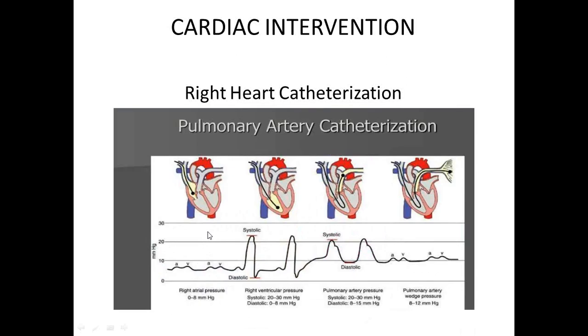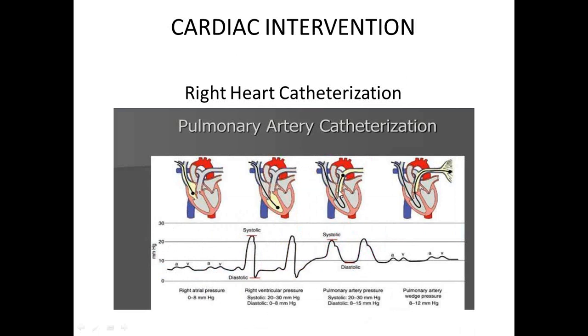And then when you advance the catheter now into the right ventricle, you get a pressure waveform looking like this. You're going to get a systolic component and a diastolic component. So this is what your RV pressure tracing looks like. Usually the systolic is between 20 and 30 millimeters mercury, and the diastolic is about 0 to 8 millimeters mercury. It looks similar to your left ventricular pressure tracing, but the pressures are much less. You have a systolic component and a diastolic component.